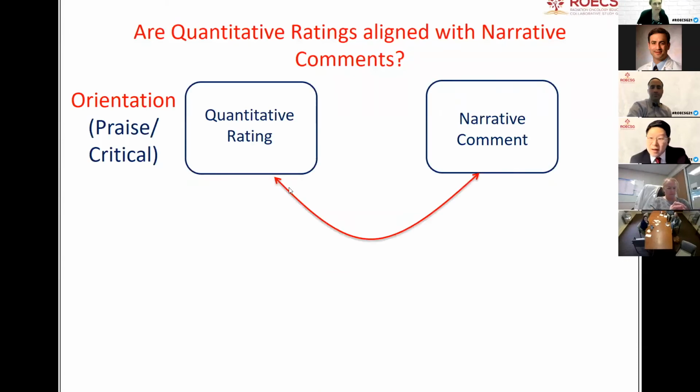One, the assessors are providing quantitative ratings, and they're also providing narrative comments. So are these two different sets of information aligned? And we found, to our surprise, that there was actually moderate to high levels of correlation here. In other words, if the learner had higher levels of quantitative ratings, they're more likely to have also positive narrative comments, and vice versa as well.